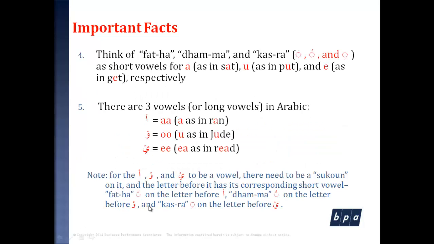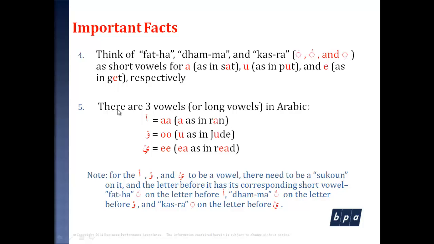Think of fatha, dhamma, and kasra as short vowels. So the fatha would sound like a, as in the a in set. The dhamma would sound like the u in the word put, and the kasra would sound like an e in the word get.